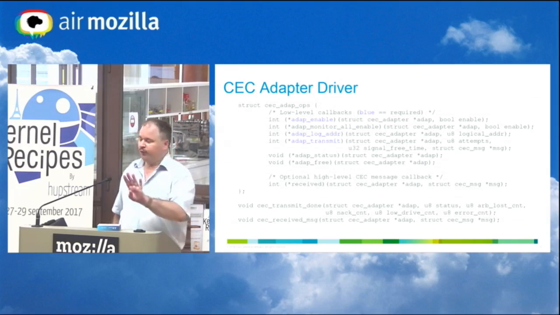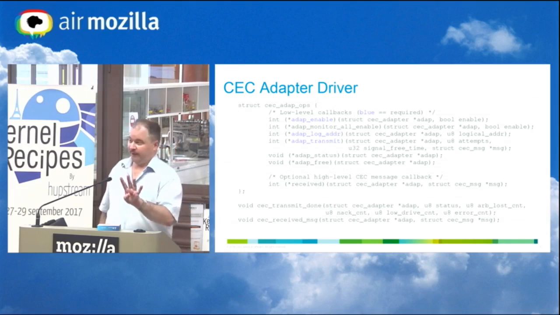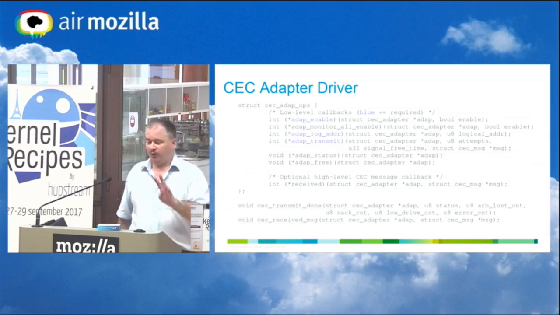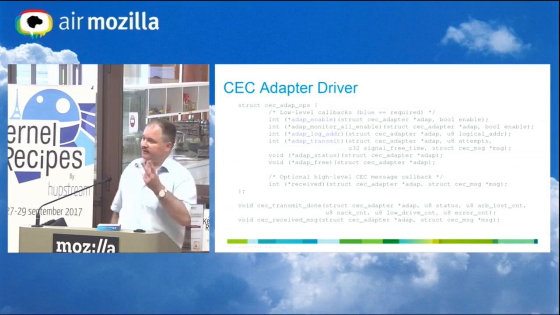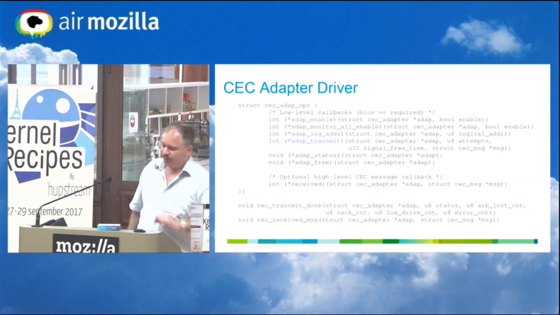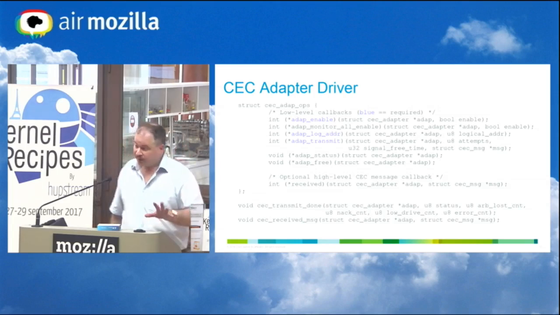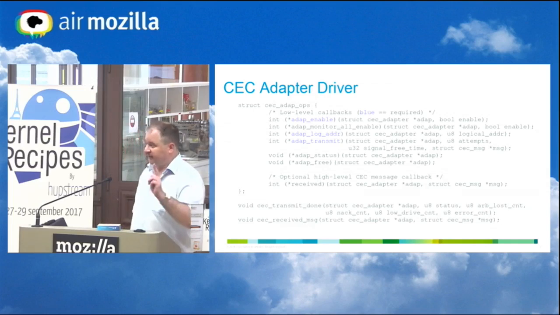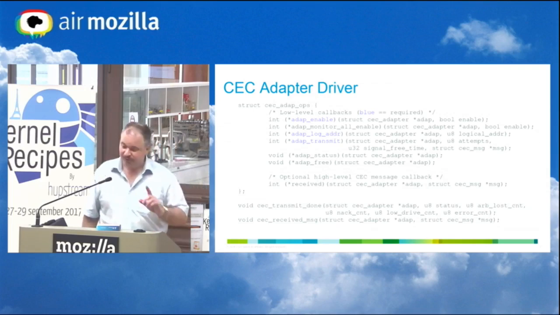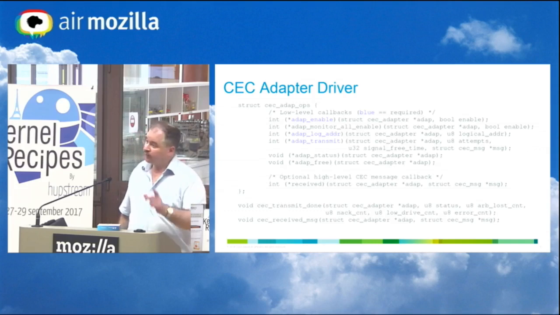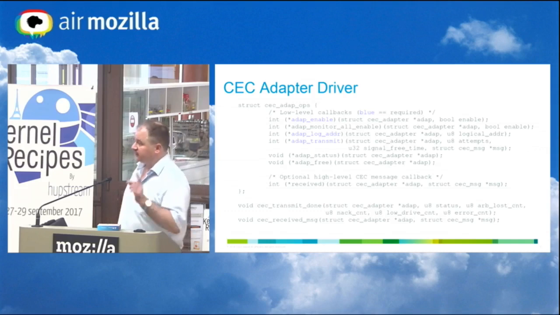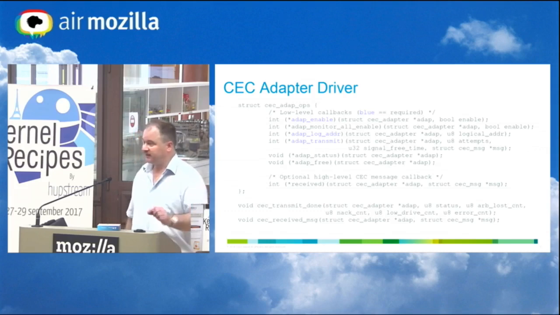You can have up to 4 logical addresses in one adapter. Although the CEC 2.0 standard only allows for a maximum of 2. And then there are special combinations. Many CEC hardware only accepts a single logical address. So if you need multiple logical addresses for some reason for your use case, you have to pay attention to your hardware.